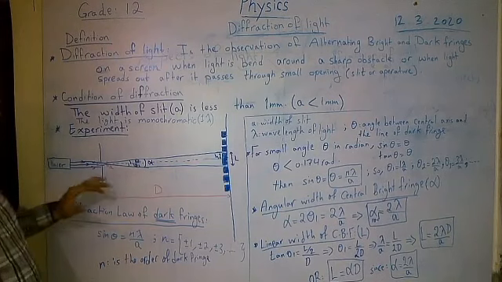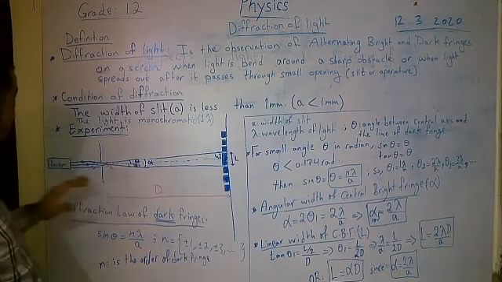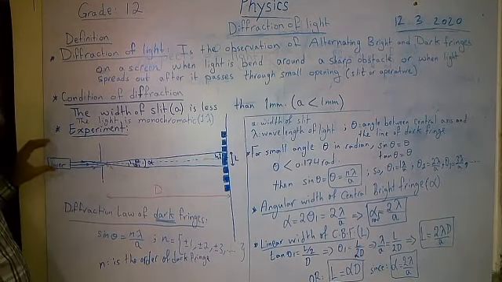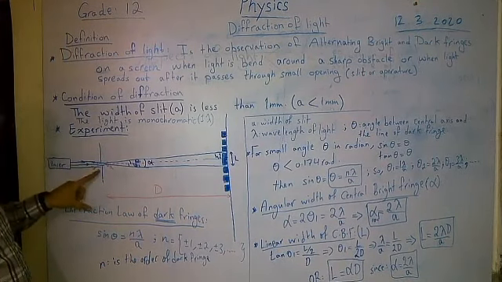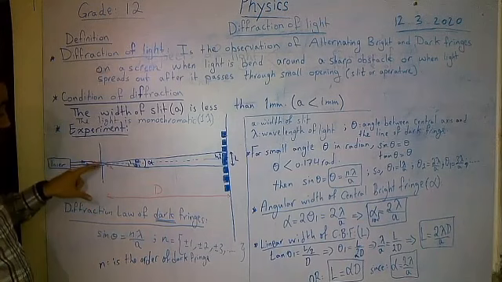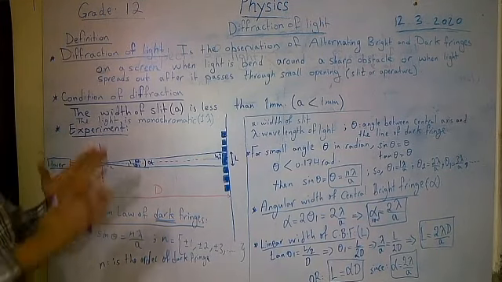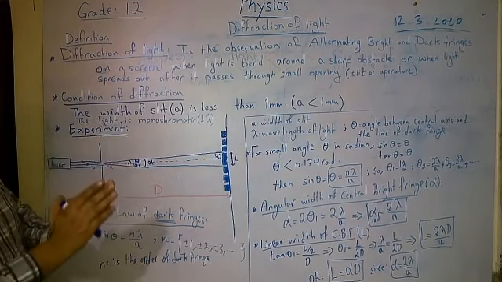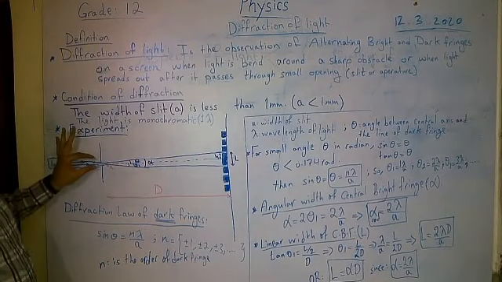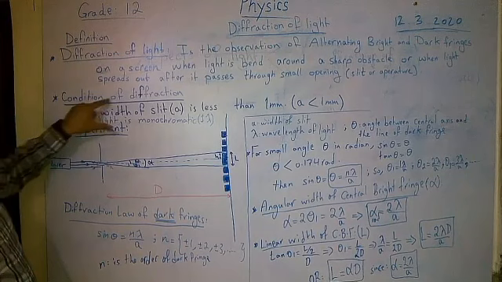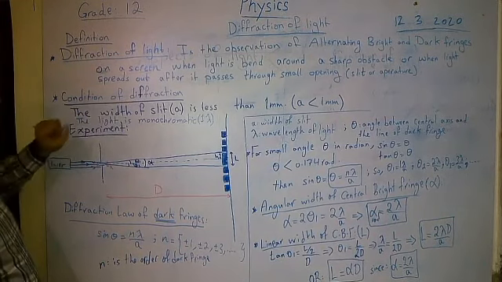Here we have the following experiment. First we have a laser, which is the source of light. This is the slit. The slit is a hole, an opening. Here is the condition of diffraction.